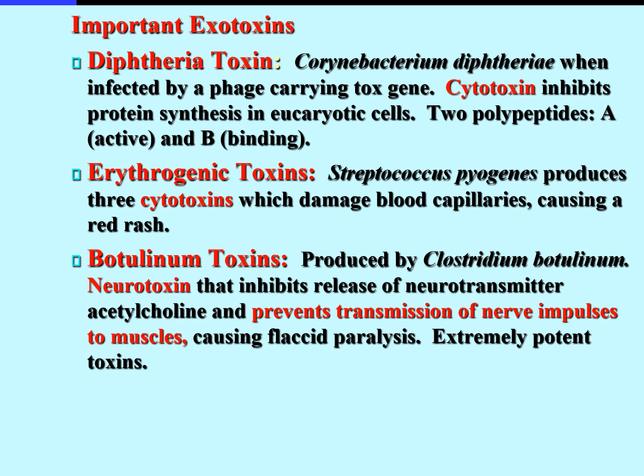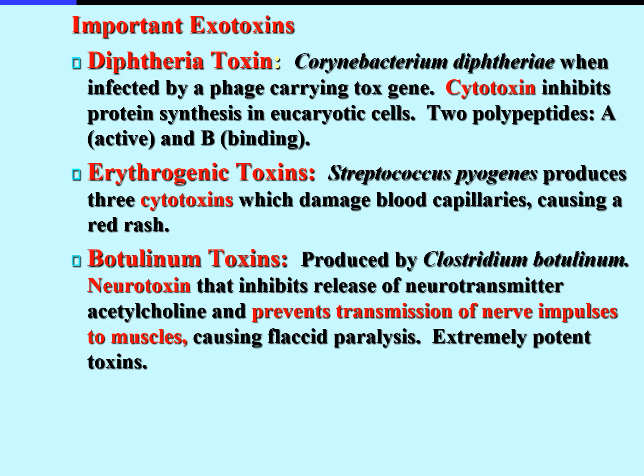Toxoid. Toxoid is a toxin that has been altered by heat or chemicals, used as a vaccine for diphtheria and tetanus. Now we have important exotoxins. Examples of exotoxins: diphtheria toxin, erythrogenic toxin, botulinum toxin, tetanus toxin, Vibrio enterotoxin, and Staphylococci enterotoxin.